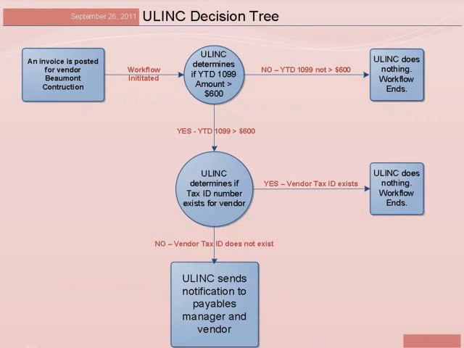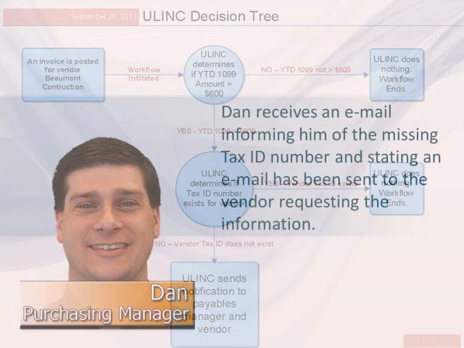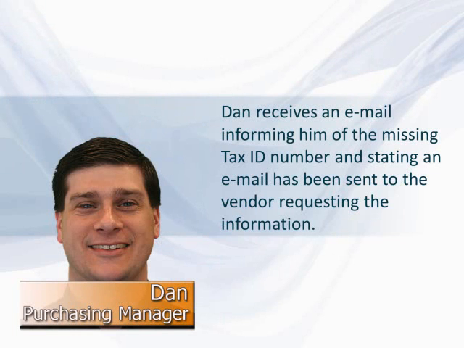U-LINC has been configured to initiate workflow if the year-to-date 1099 amount exceeds $600 and if the vendor has no tax ID number on file. Since both conditions are met, U-LINC will start the workflow. U-LINC automatically sends Dan a notification email informing him of the missing tax ID number and that an email has been sent to the vendor requesting the tax ID.